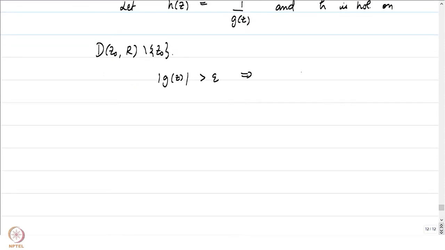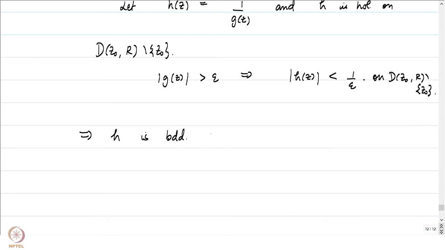that the absolute value of 1 by g(z), which is basically the absolute value of h(z), is less than 1 by epsilon on D(z0, r) minus z0. But what does that mean? This means that h is bounded on D(z0, r) minus z0.